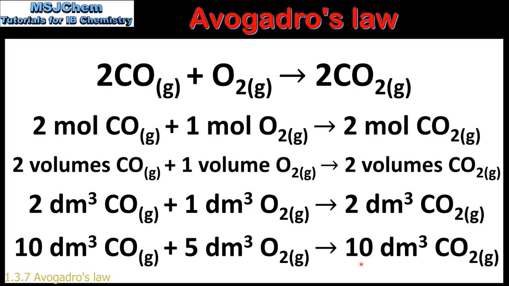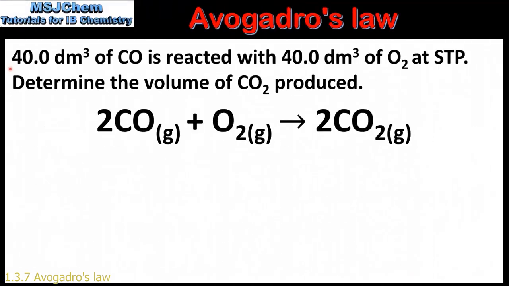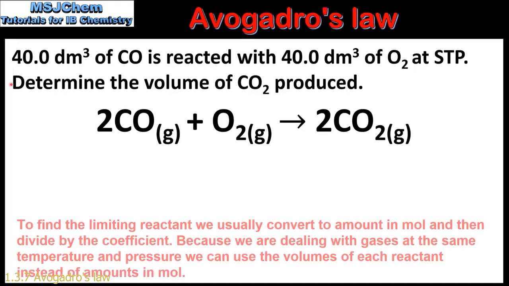So to summarize, if a reaction is carried out at a fixed temperature and pressure, we can treat the mole ratios as volume ratios. So next we look at some examples. In our first example, 40 cubic decimeters of carbon monoxide is reacted with 40 cubic decimeters of oxygen at STP. Determine the volume of carbon dioxide produced.